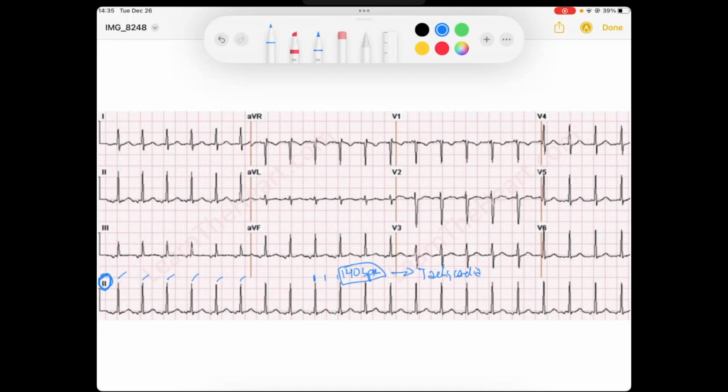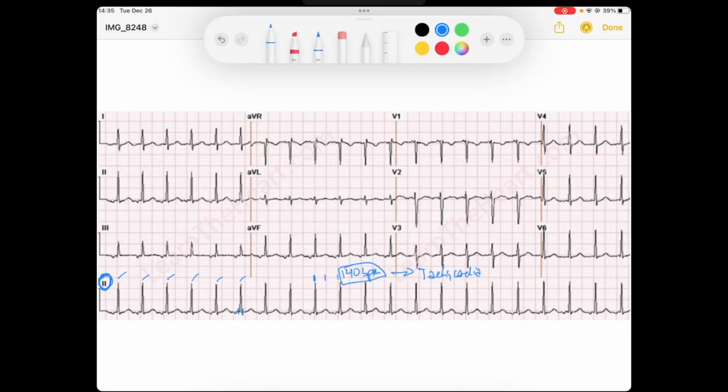We know that it's a narrow complex QRS. So that tells me that it's likely coming from the AV node or higher. So I'm just narrowing my differential diagnosis down. So it's coming from the AV node or higher, and it's 140 beats per minute. Okay, so what's the atria doing?